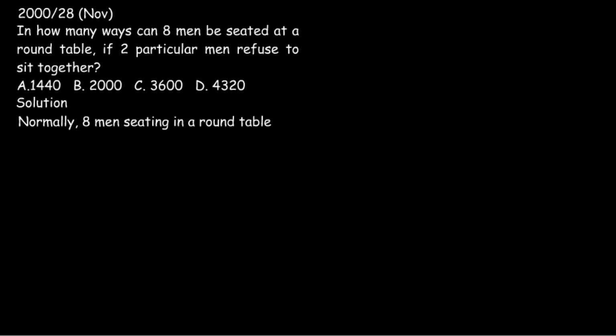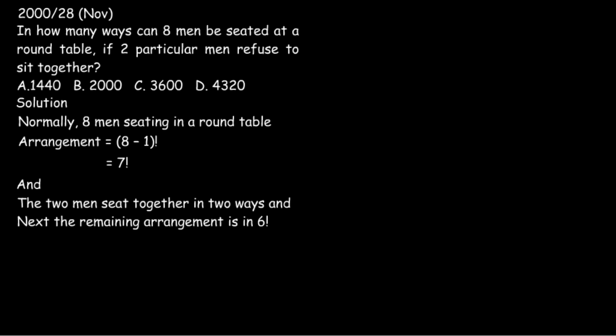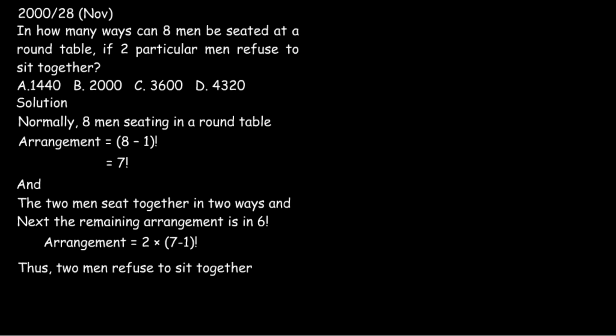Normally, 8 men sitting at a round table, the arrangement will be equal to 8 minus 1 factorial, which is 7 factorial. And for the 2 men sitting together, that's when the 2 men are acting as a single unit, we are going to be using 7, so it will be 7 minus 1 factorial. But the 2 men can also arrange themselves in 2 ways. So our total arrangement, if the 2 men are sitting together, will be equal to 2 times 7 minus 1 factorial. Thus, for when the 2 men refuse to sit together, it will be equal to 7 factorial, that is when there is no restriction to our arrangement, minus 2 times 6 factorial, that is when the 2 men are sitting together, which will be equal to 5040 minus 1440, and subtracting gives us 3600 ways.